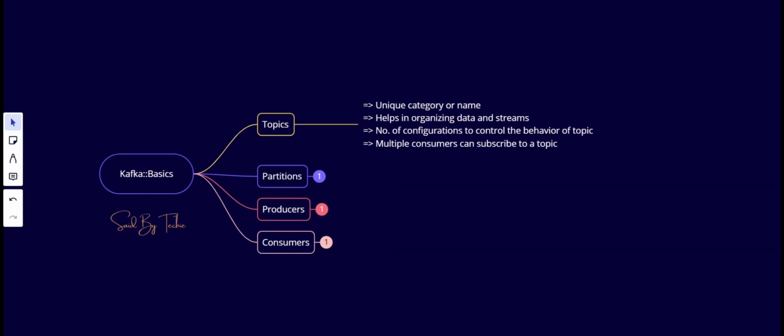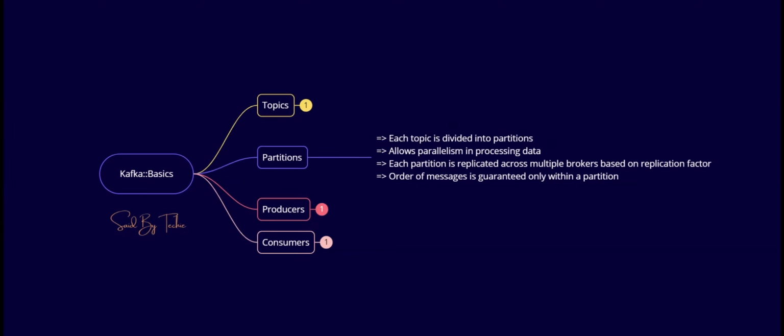Next, we have partitions. What are partitions? Each topic is divided into several partitions. They are essentially ordered, immutable sequences of messages, and they allow parallelism in processing data. Let's say I have 10 partitions for a topic. When we put a message, this message can reach any of the partitions.